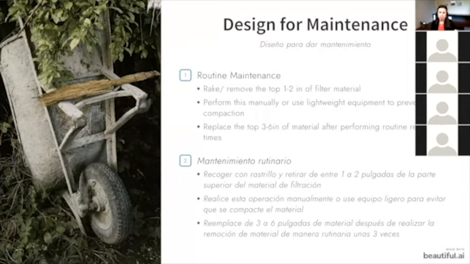One of the ways that you potentially need to maintain it is replacing the top 3 to 6 inches for routine maintenance. And you can do this 3 times and remove those top 3 inches. And this is in some cases, again, this won't be every single case of your rain gardens. And so you need to be sure to know what the frequency of maintenance is for your particular area.